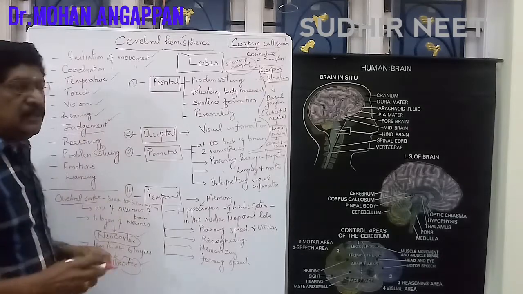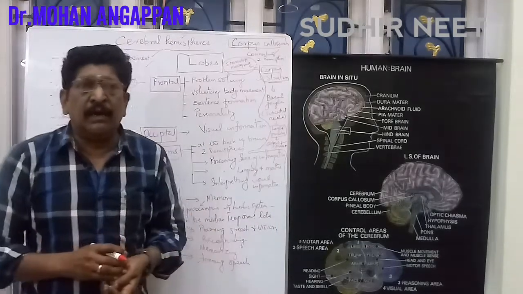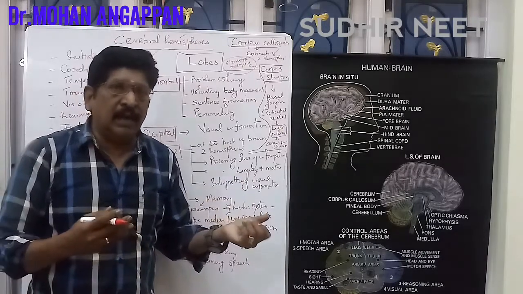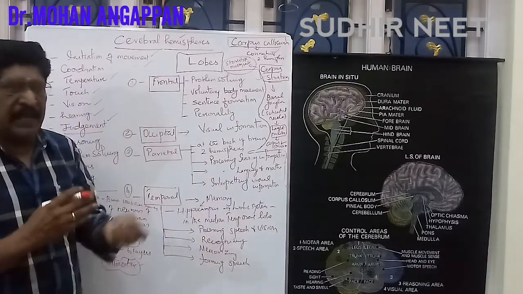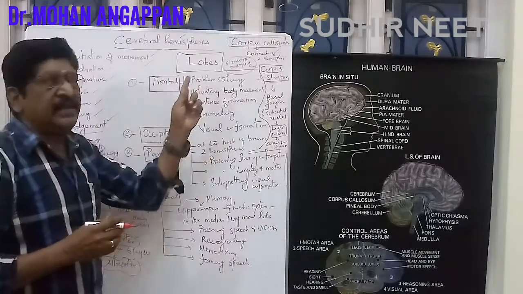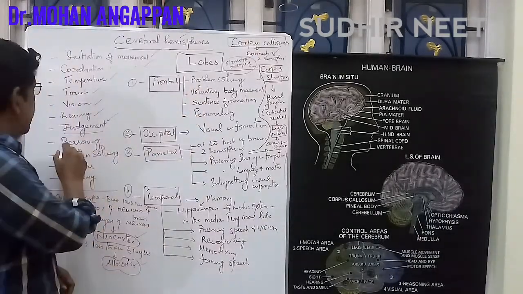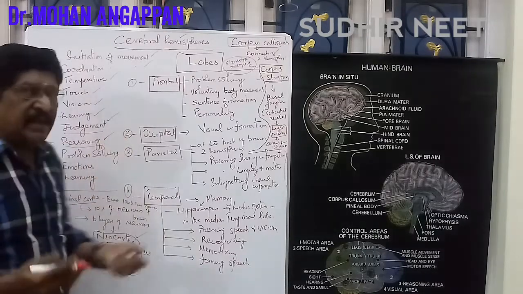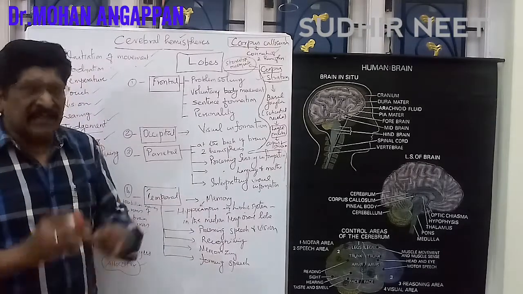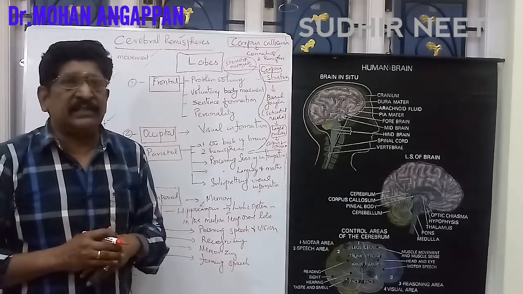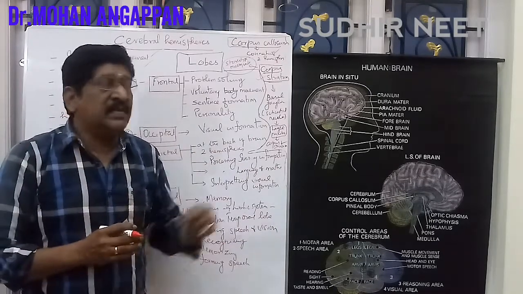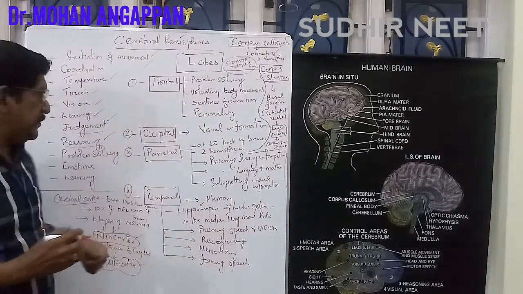Then judgment. Suppose you are taking a decision, or something we are doing, we have to take a judgment. That judgment power is given by the cerebrum. And then reasoning. For taking a judgment, we must reason out everything, what is what. So for that reasoning power, cerebral hemisphere is needed.